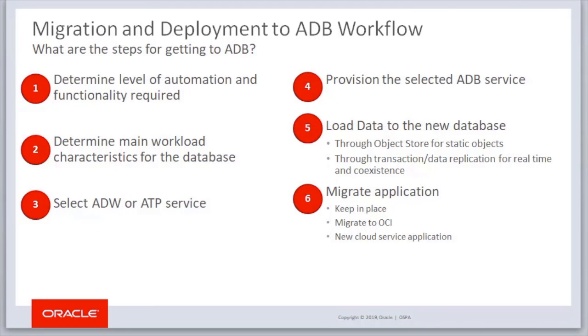Number 1, determining the level of automation and functionality required. Number 2, determine the main workload characteristics for the database. Number 3, depending on the workload characteristics, select Autonomous Data Warehouse or Autonomous Transaction Processing service. Number 4, provision the selected service. Number 5, determine how to load data into the Autonomous Database. And number 6, determine what to do with the application. Let's examine each of these considerations in more detail.